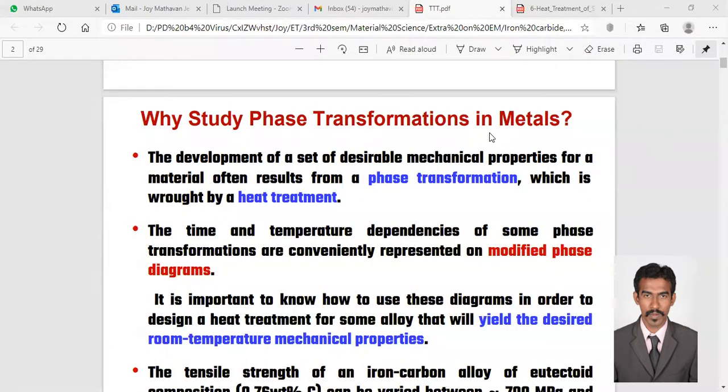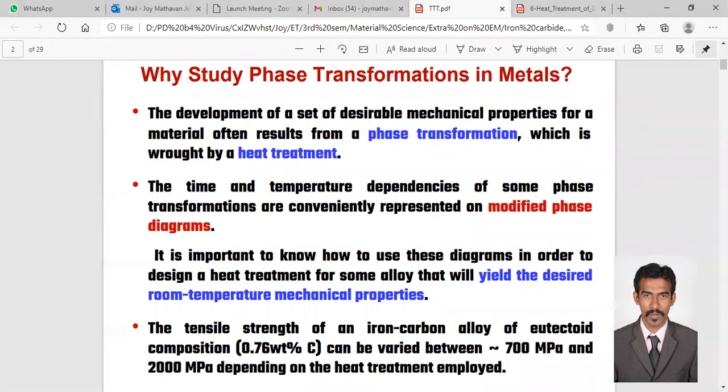What is this phase transformation? So phase transformation and heat treatment are interconnected topics. The development of a set of desirable mechanical properties for a material often results from a phase transformation, which is wrought by a heat treatment, right? Heat treatment is purposefully for desirable mechanical properties.